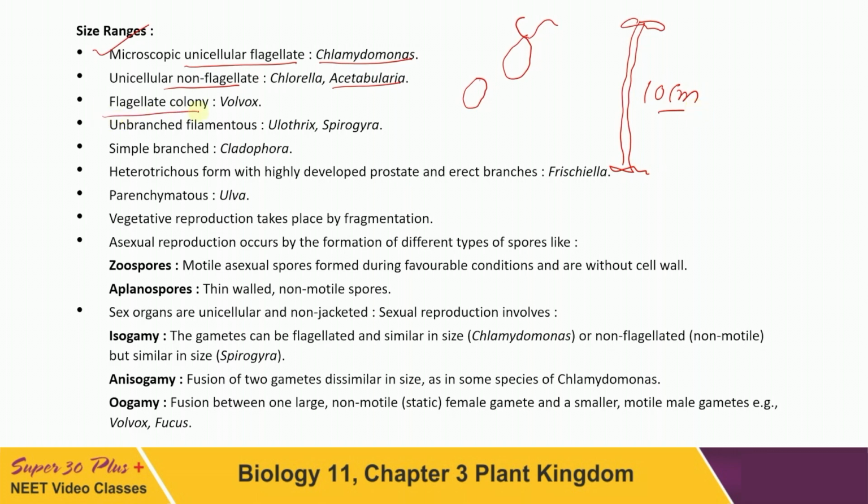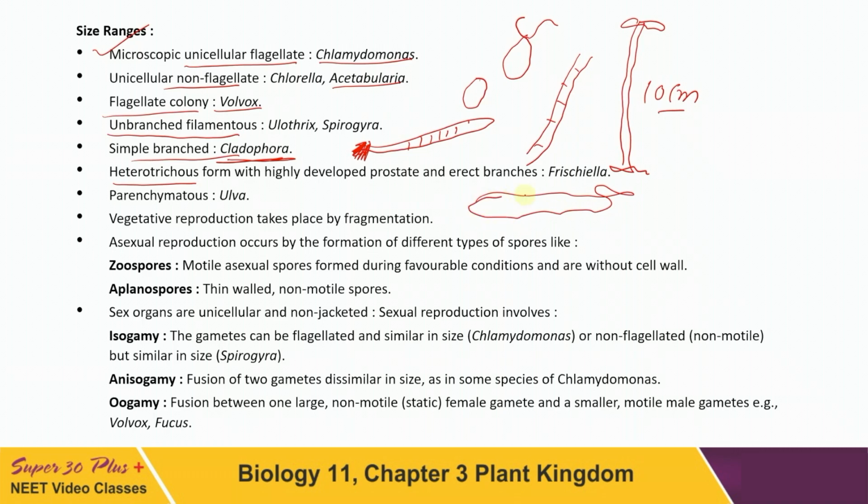It may have a flagellated colony, as Volvox. It may have an unbranched filament, like this, Ulothrix, an unbranched filament attached to some substratum, or it may be free floating, known as water silk, that is Spirogyra. It may be simple branched, as Cladophora, you have to remember. It may be of heterotrichous form, like spinach leaves, as Fritschiella is there.